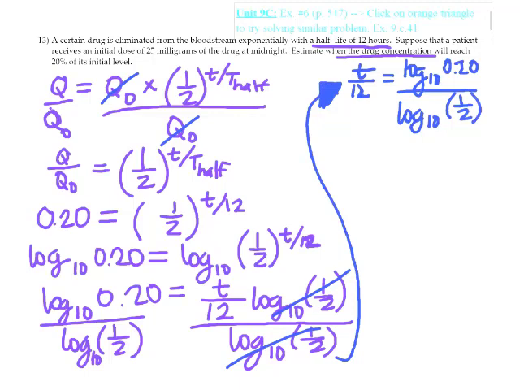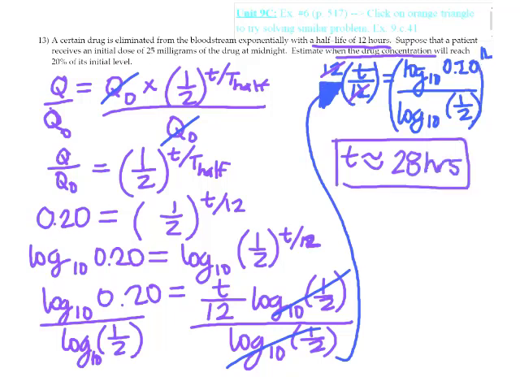Okay, so from here we're going to want to multiply by 12 on both sides to isolate the variable. The 12 will cancel out on the left-hand side, and we're left with t is approximately 28 hours, rounded to the whole number. Remember, that's because we multiplied by 12 on both sides. So you have in your calculator 12 times log of 0.20 divided by log of 1/2 to get approximately 28 hours.